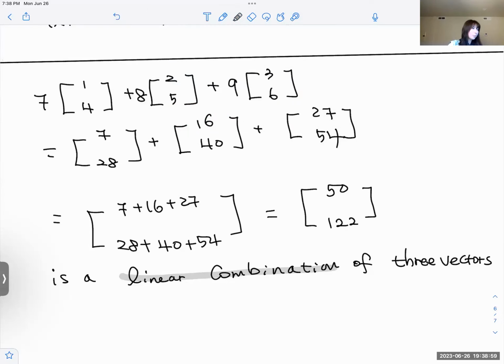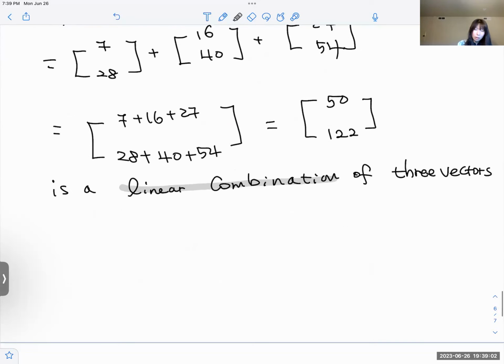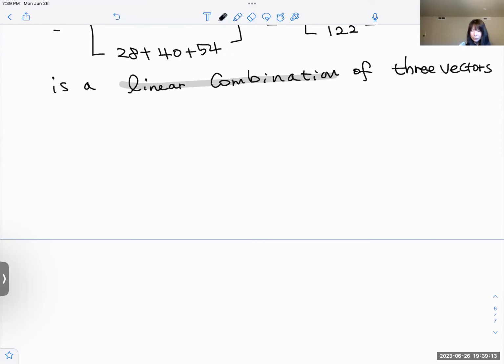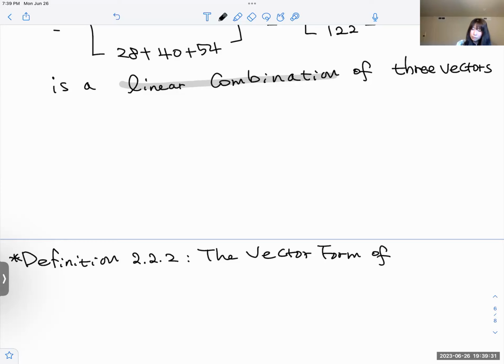Okay, now terminology. We have a system of linear equations, and we want to express it in vector form. Definition 2.2.2, the vector form of a system of linear equations.